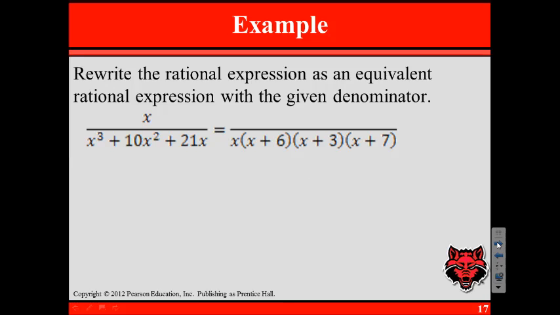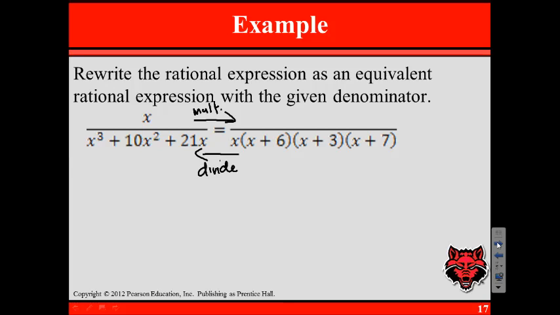Another example. We have x over x cubed plus 10x squared plus 21x equals, and we're trying to find a new numerator for a new denominator, x times x plus 6 times x plus 3 times x plus 7. We're going to go through the same process. We're going to go right to left, where we want to divide. Then once we find our expression, left to right on top, we're going to multiply.